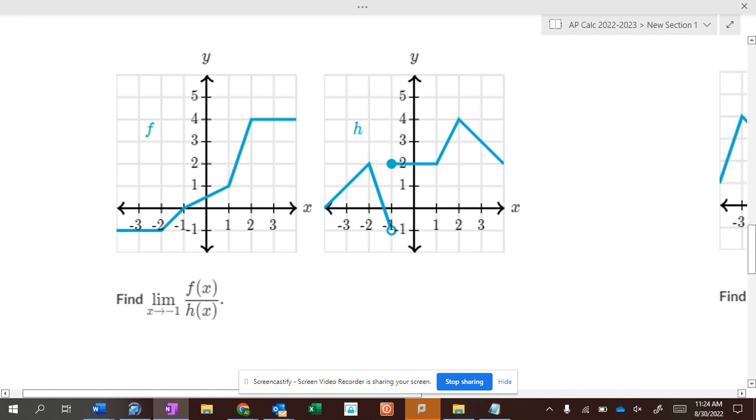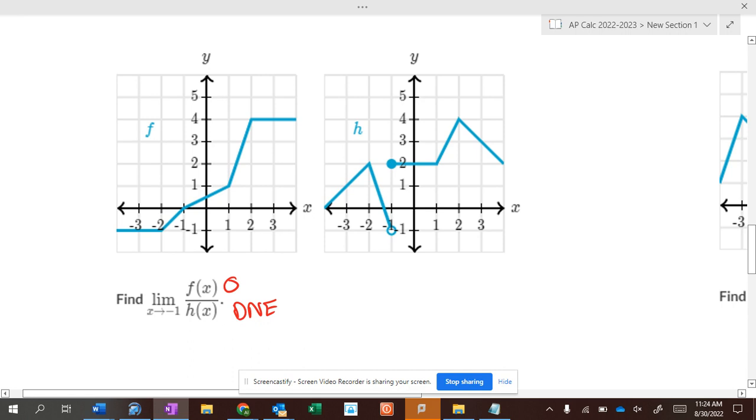Dividing. What's the limit as x approaches -1 of the first function? 0. What's the limit as x approaches -1 of the second function? Does not exist.